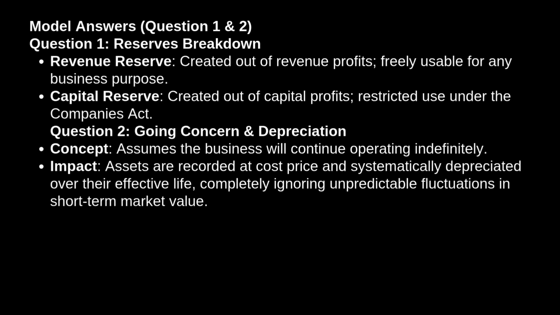Let's look at the model answers for our first 2 theory questions. For question 1, the critical distinction lies in the source and usage. Revenue reserves are built directly from standard, daily operational profits and can be freely used for any business purpose. Capital reserves, however, are built from non-operational capital gains and are strictly restricted under corporate law. For question 2, because the going concern principle assumes our enterprise will run indefinitely, we record assets at their historical cost and systematically depreciate them over their useful lifespan, completely tuning out short-term, unpredictable market price fluctuations.